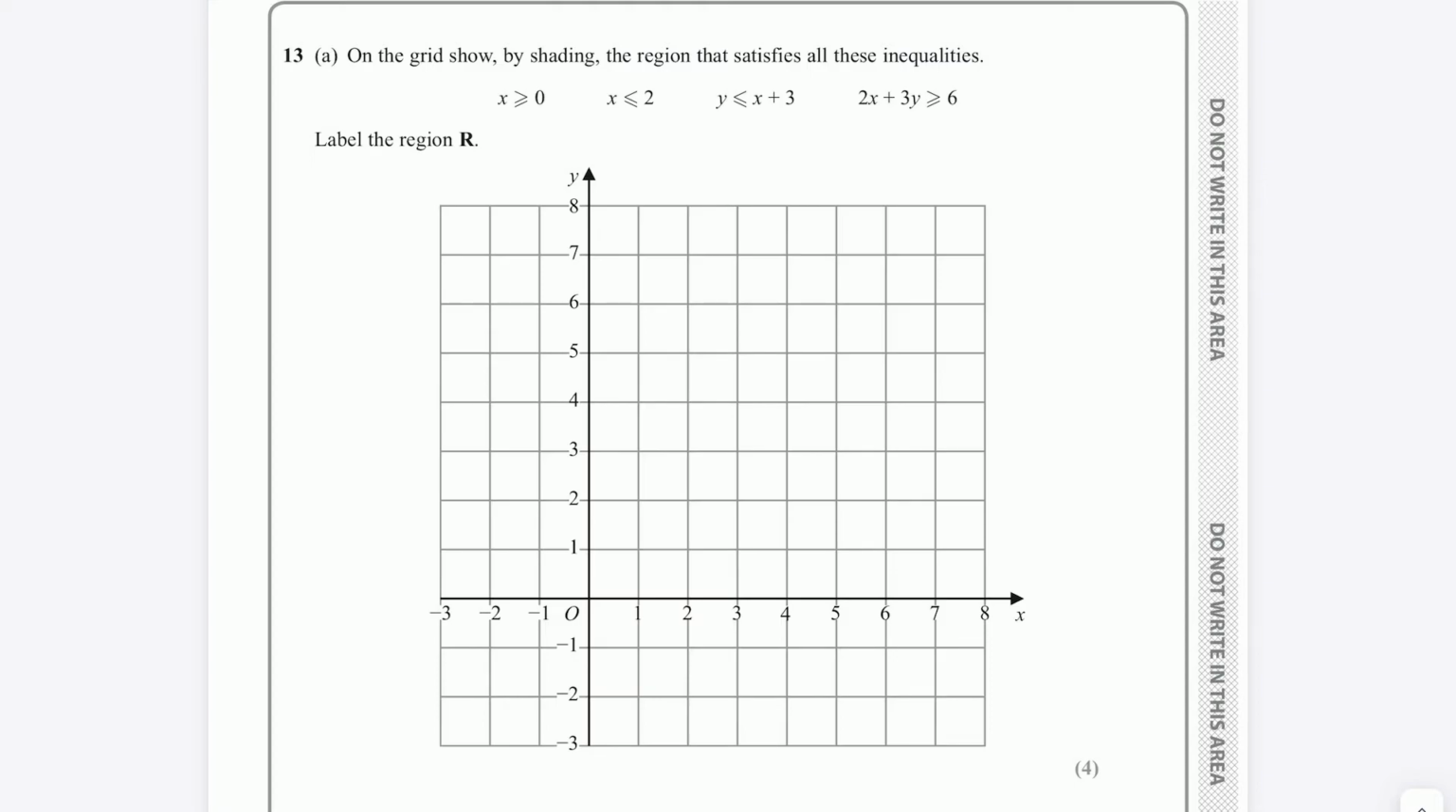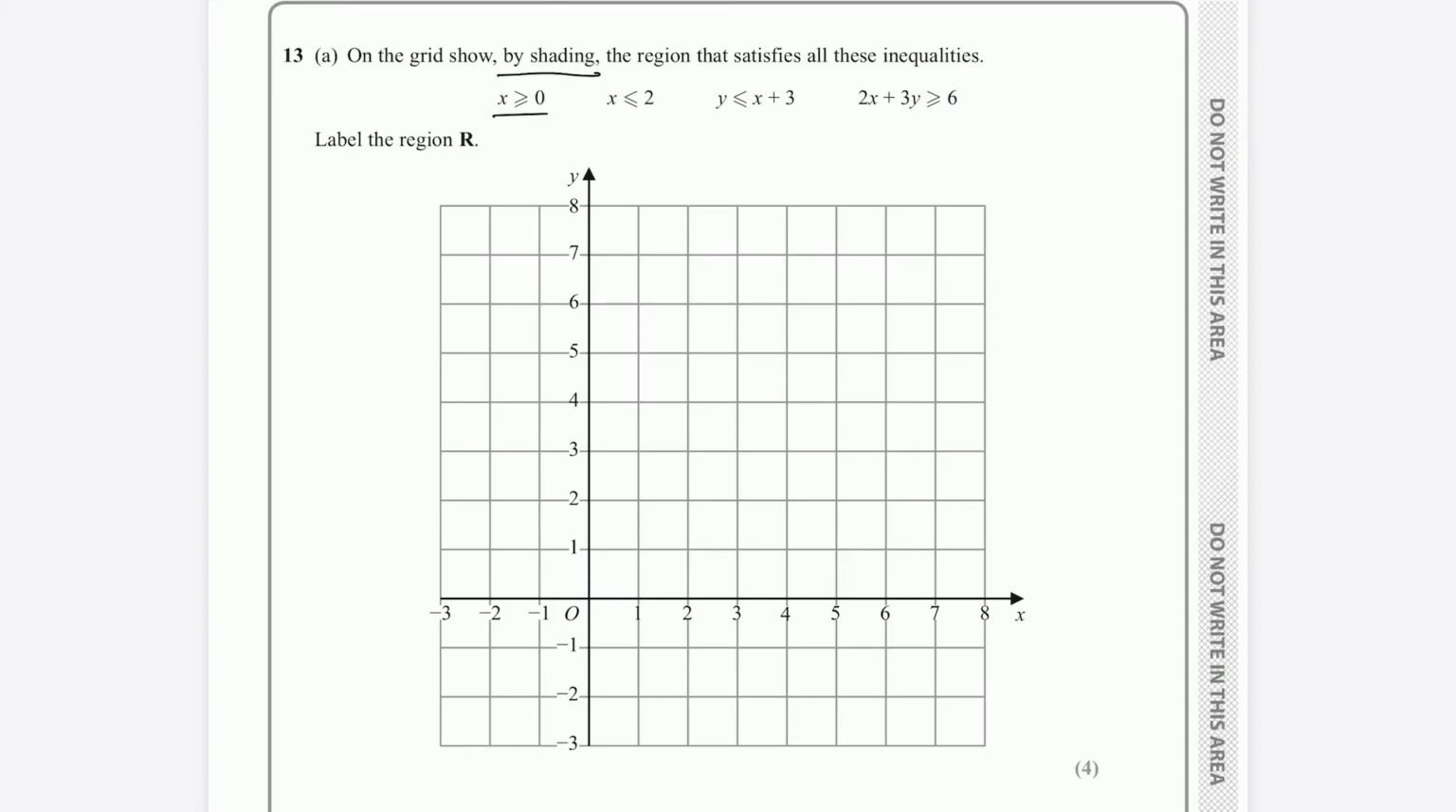Question 13. So it's asking us to plot the lines for the following inequalities and shade the region that satisfies, well, it says just label the region. On the grid by shading, there we go, by shading.